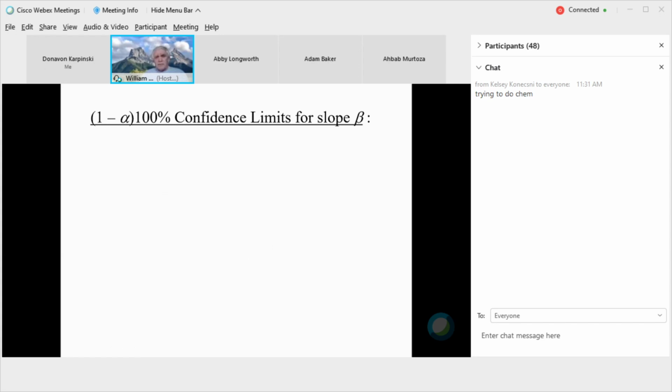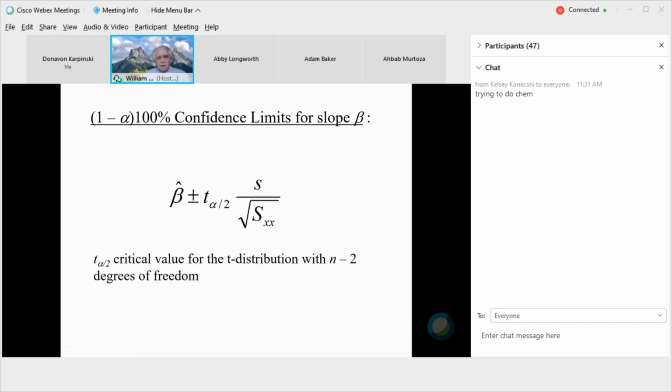So, confidence intervals for the slope. It's the estimate of the slope beta hat, that's the slope of the least squares line, plus or minus t sub alpha over 2, the estimate of the standard deviation of observations over the square root of sxx. T sub alpha over 2 is a critical value from the t distribution. The degrees of freedom is n minus 2.